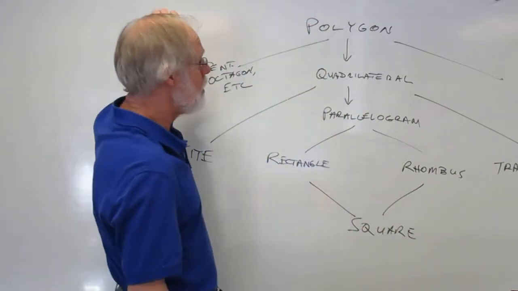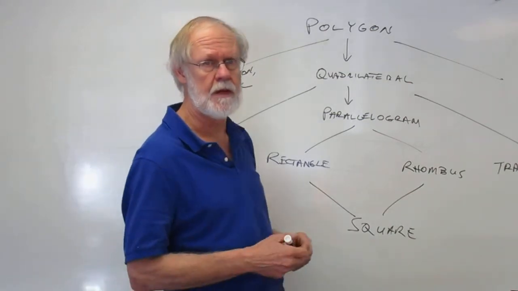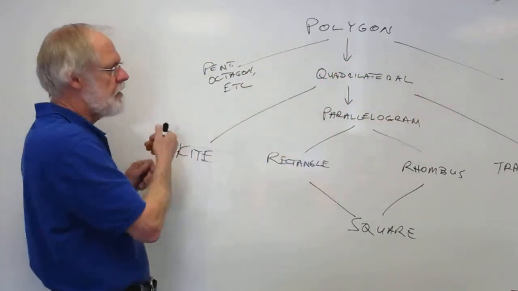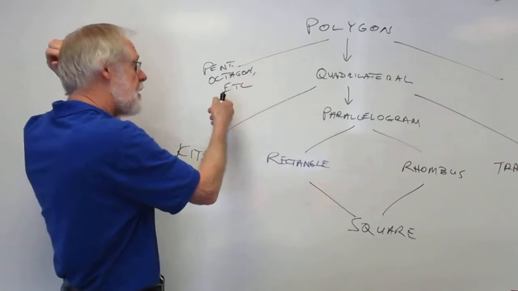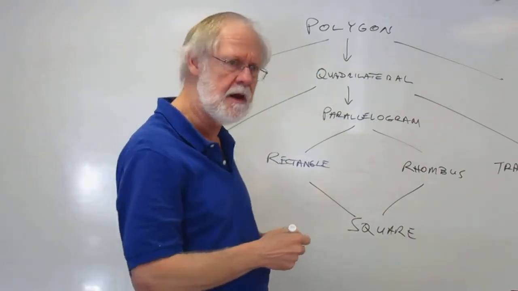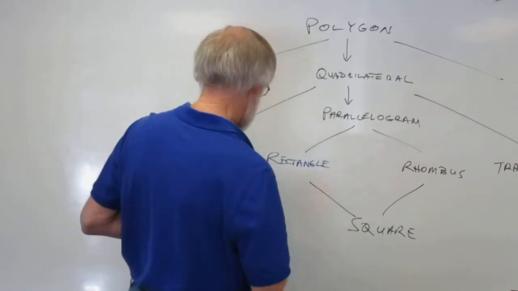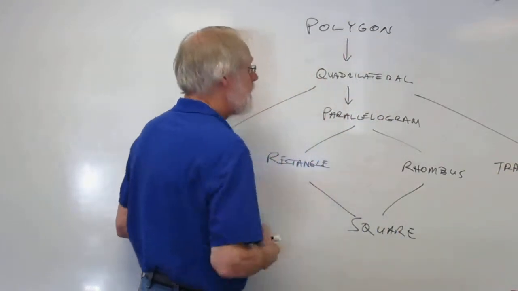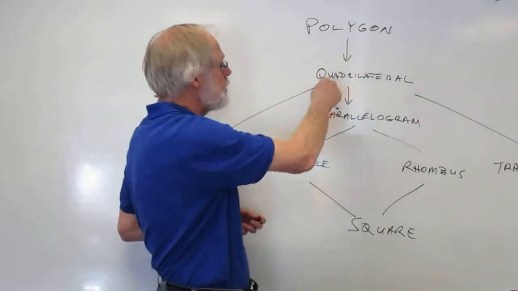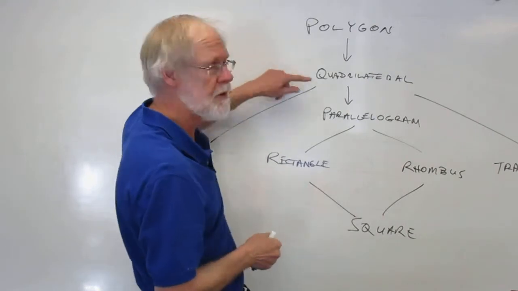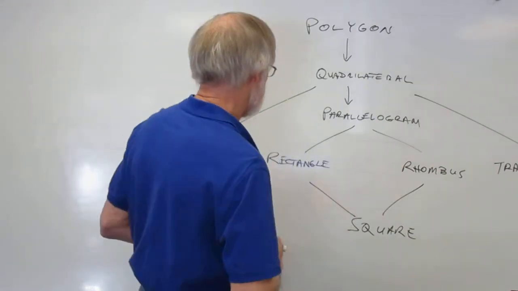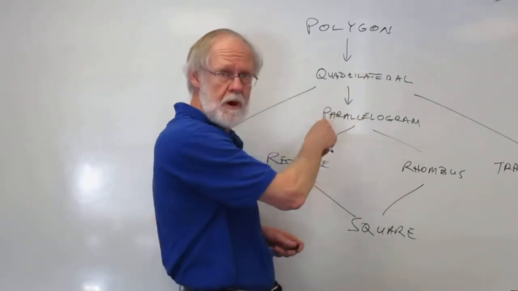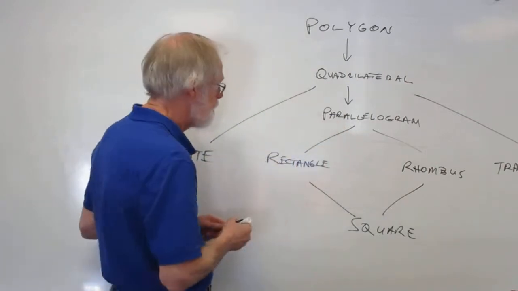So up at the top here, the most general term we have is a polygon, which is just a multi-sided figure. And of course, off of polygon, we can have any number of multi-sided figures. We can have pentagon and octagon and hexagon and heptagon and decagon and dodecagon and etc. But we are actually not dealing with those in this chapter, except to be aware of them and their names. What we're going to do is focus in on a particular kind of polygon, which is the quadrilateral, which is a four-sided figure. In particular, we are going to look at a specific kind of quadrilateral, which is a parallelogram.